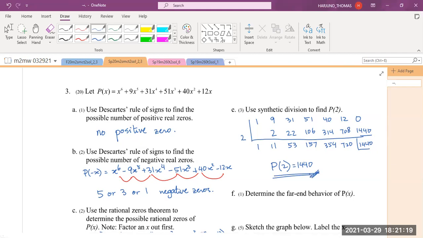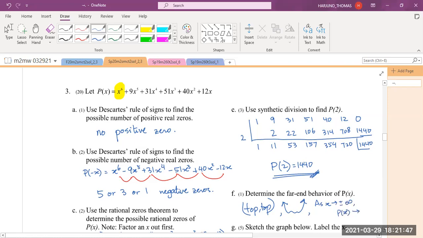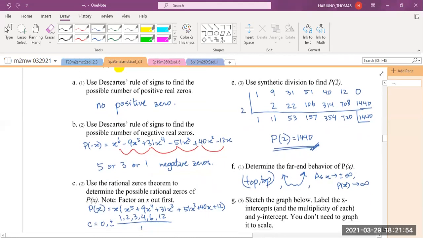How about the end behavior of Px? Leading coefficient x to the 6, even degree, leading coefficient is positive, so it must be top. Okay, so it will look like this. Or we can say as x goes to positive or negative infinity, Px will go to infinity. That's just another limit notation. In fact, that's the limit notation our textbook is using.